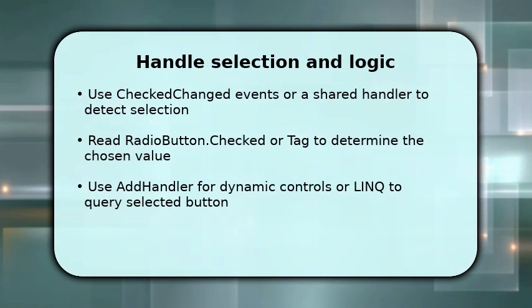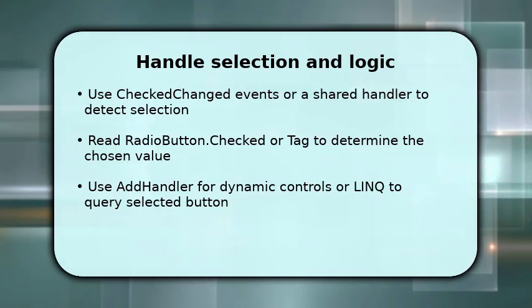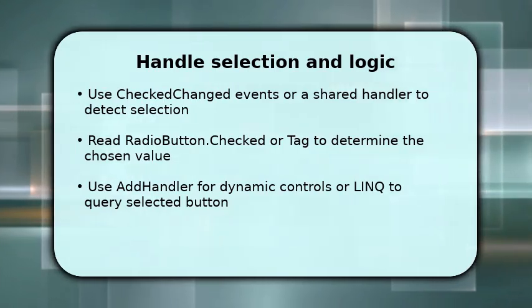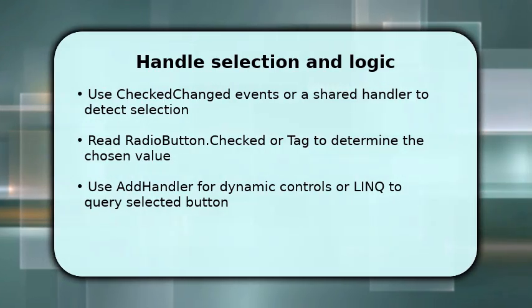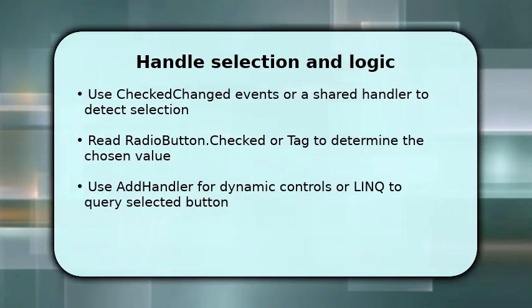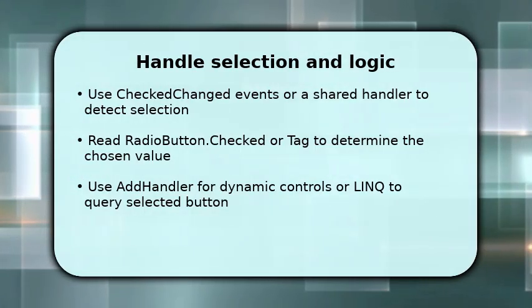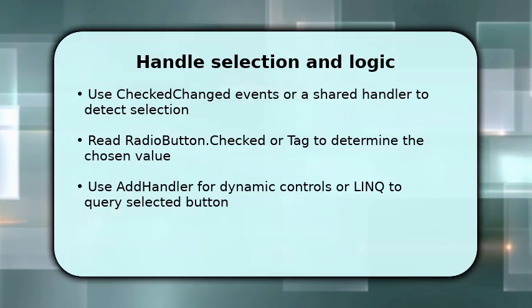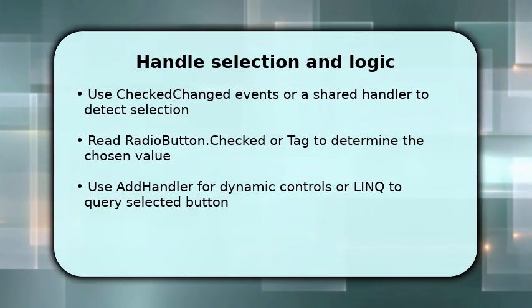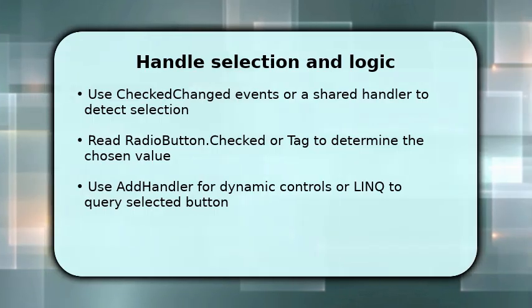You handle user choice with the CheckedChanged event. Either attach individual handlers or one shared method to multiple radio buttons. In the handler, check the sender or use RadioButton.Checked to know which option is active and read Tag or Name for the underlying value. If you create controls dynamically, use AddHandler to wire events.